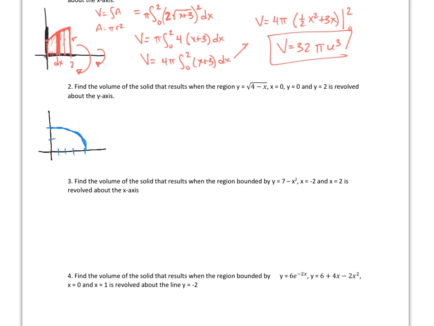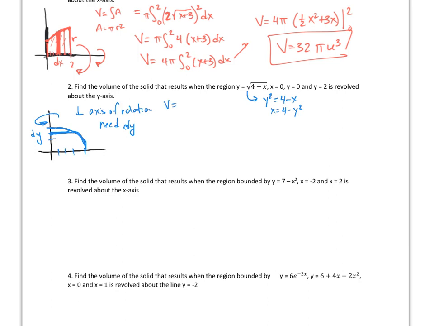And we are going to revolve this about the y. So we have to slice it up this way, so we'll have dy's. Perpendicular, remember, perpendicular to the axis of rotation. So we need dy in this, which means I need to solve this so that it is in terms of y. So let's go ahead and do this. I could square both sides. I'll get y squared equals 4 minus x. And quickly cleaning this up, you'll get x equals 4 minus y squared.